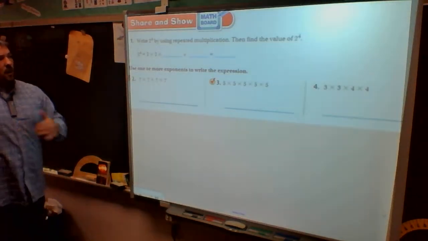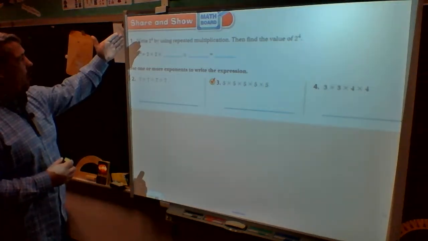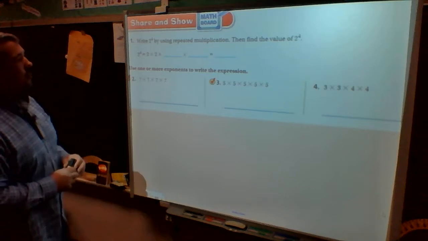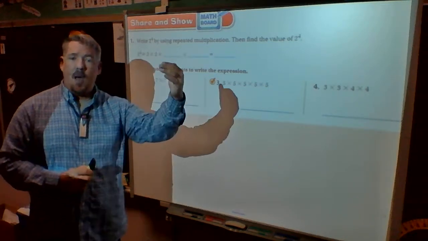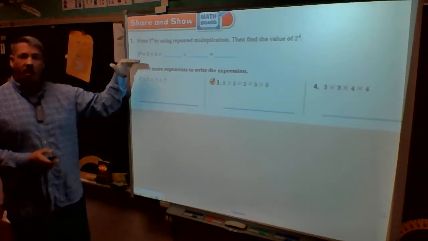So now we have several problems to look at. First, write 2 to the 4th power by using repeated multiplication. Then find the value of 2 to the 4th power. So I have to write it, and then I have to solve it. And they start it for me.